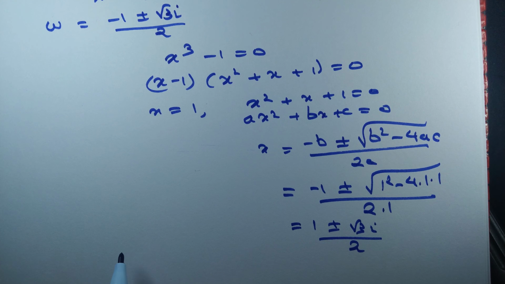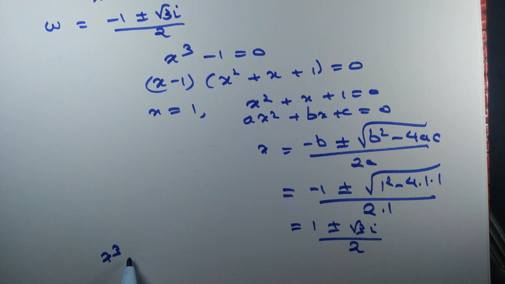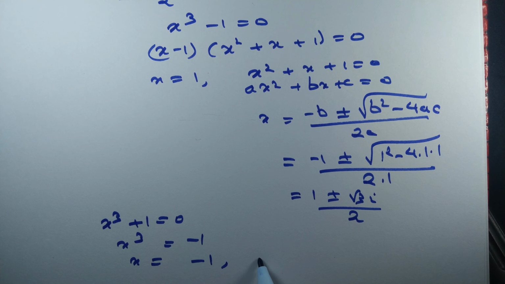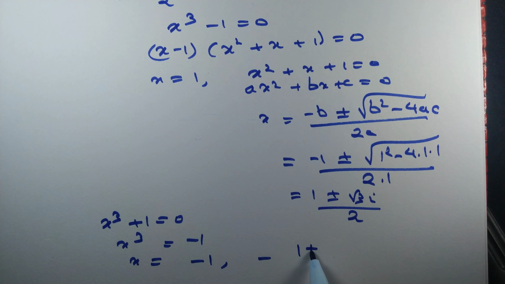Of course, if I take the other way around, x cube plus 1 equal to 0, then x cube equal to minus 1. So in that case we'll get x equal to minus 1, minus of 1 plus minus root 3i by 2.